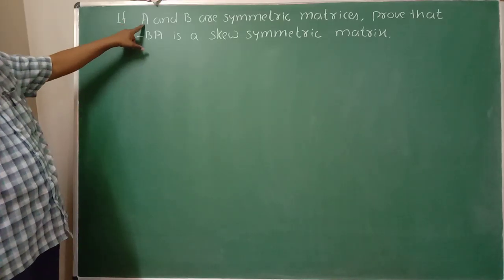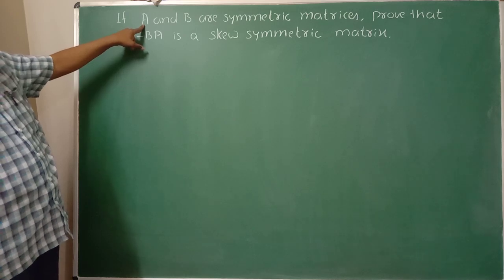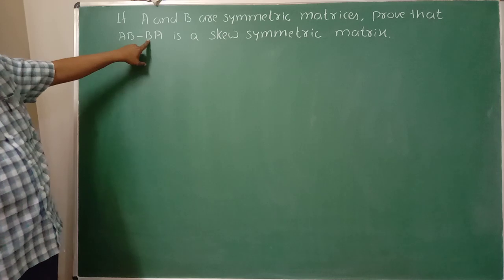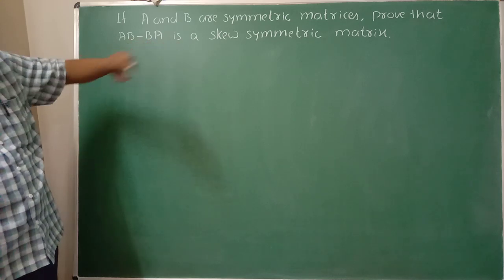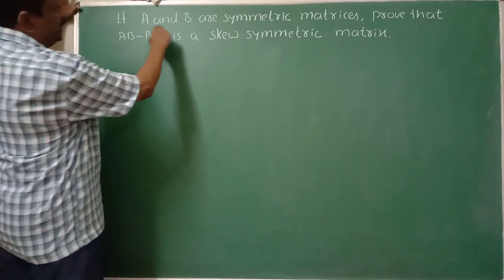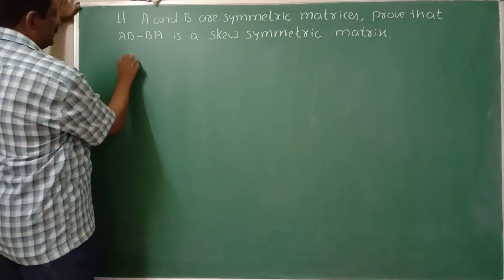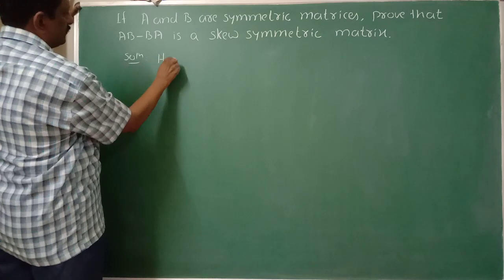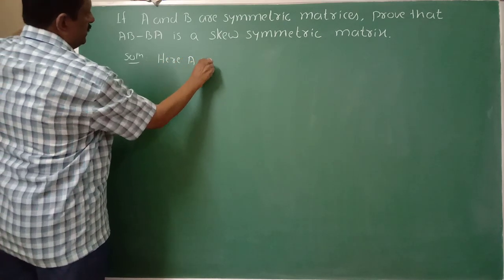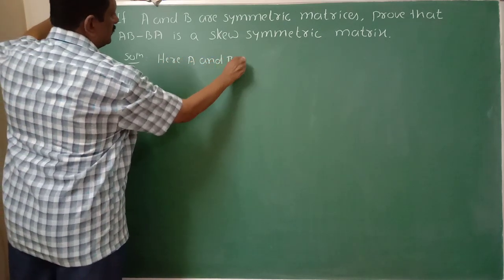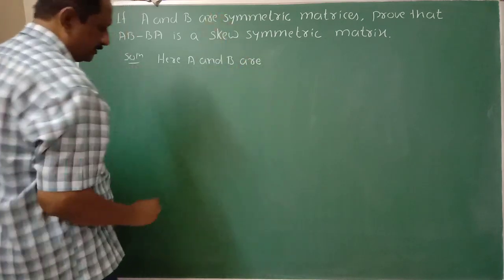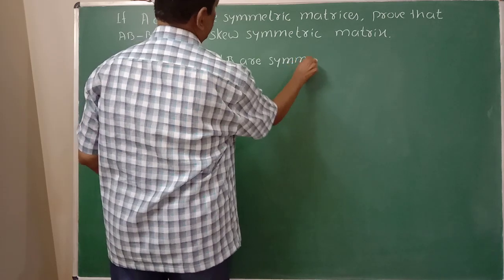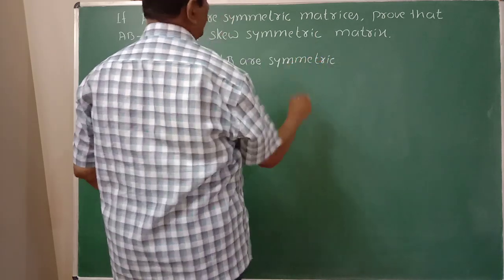If A and B are symmetric matrices, then prove that AB minus BA is a skew symmetric matrix. Here they have given A and B are symmetric matrices.